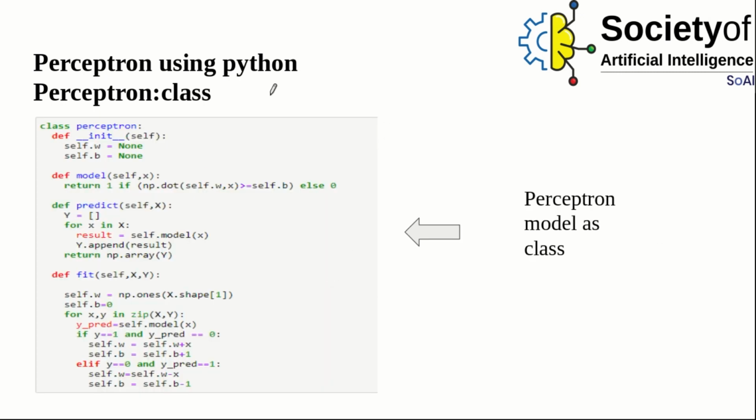Now let's define the class Perceptron. Here we will be defining the perceptron model as a class. We will first define the init function in this class, where we initialize self.w equal to None and self.b equal to None, where w is the weight and b will be the parameter for the threshold.